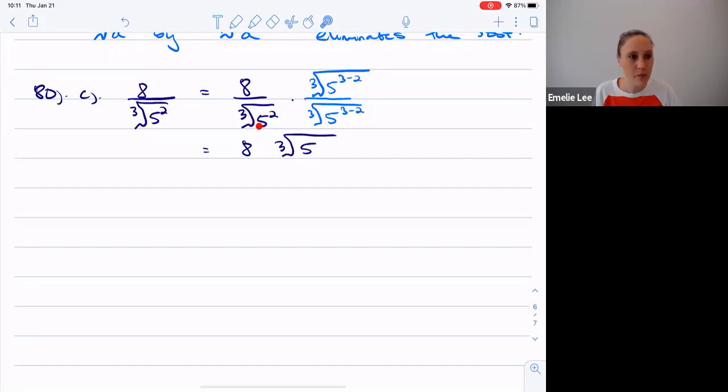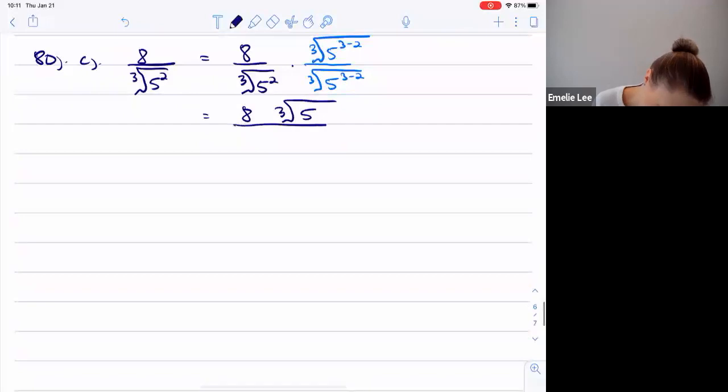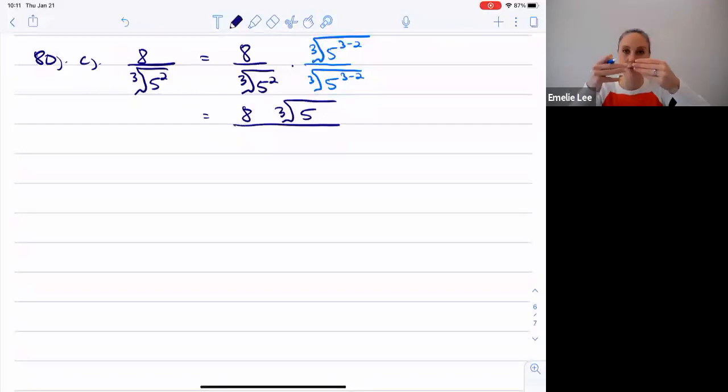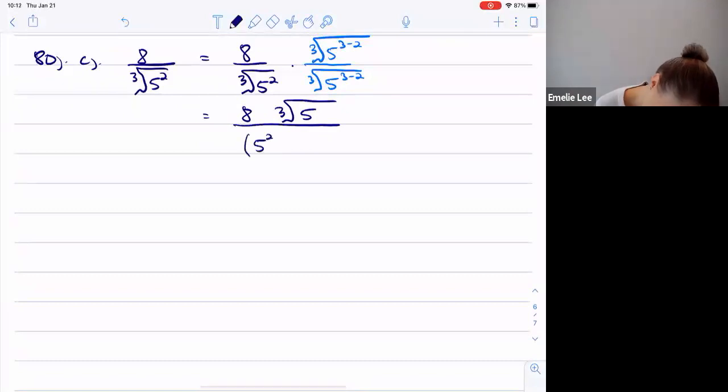Good. So now what I've got here is the third root of 5 squared. So this is all over because I'm multiplying fractions, so I can just smush them together. The third root of 5 squared. So 5 to the power of 2 to the 1 over 3 times 5 to the, you know what, I will simplify. 3 minus 2 is 1 to the 1 over 3.